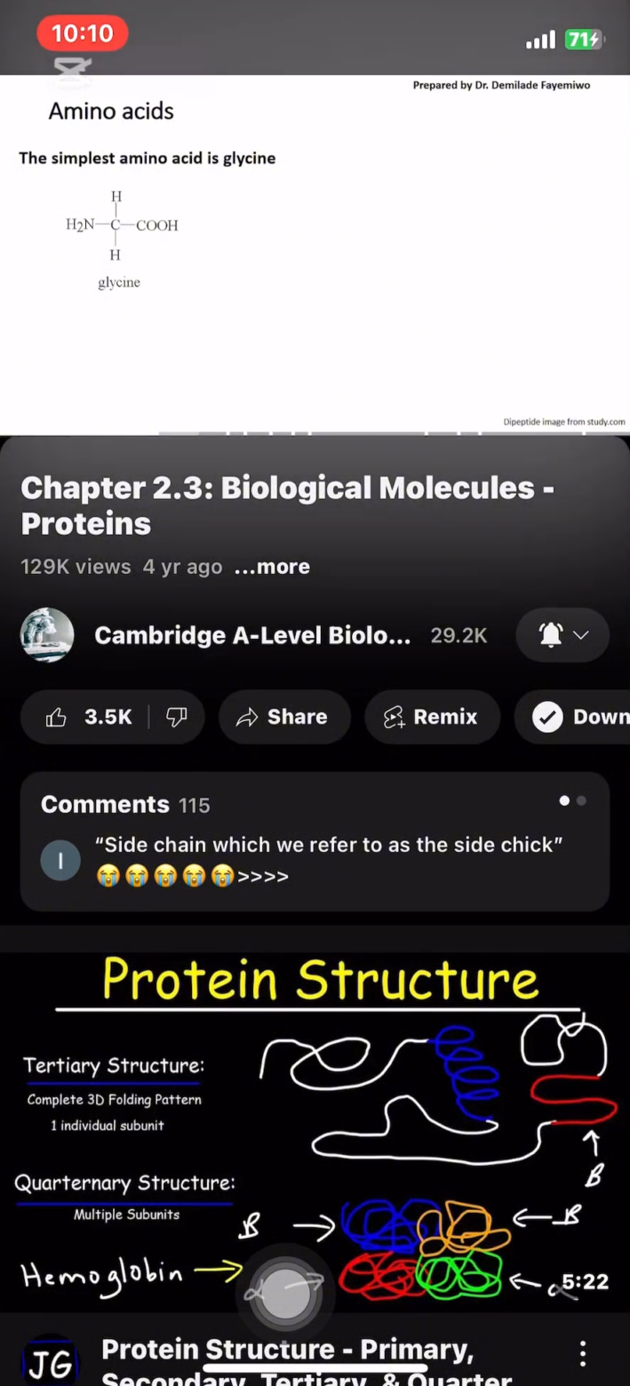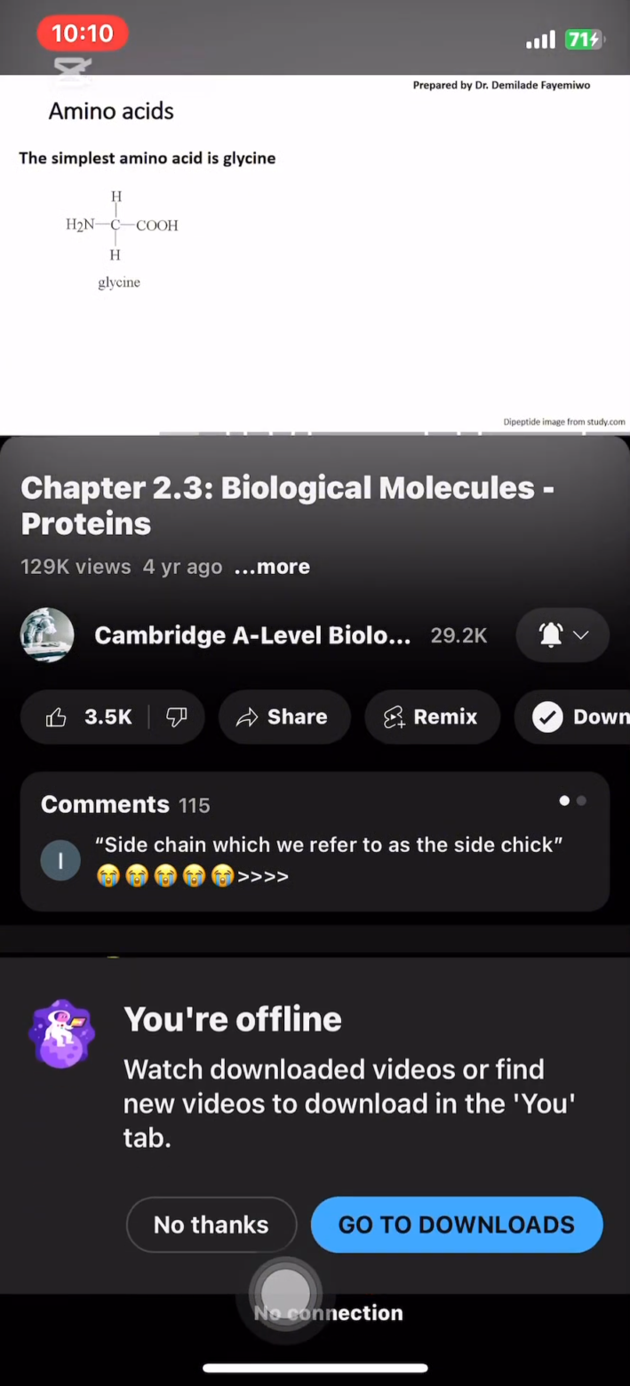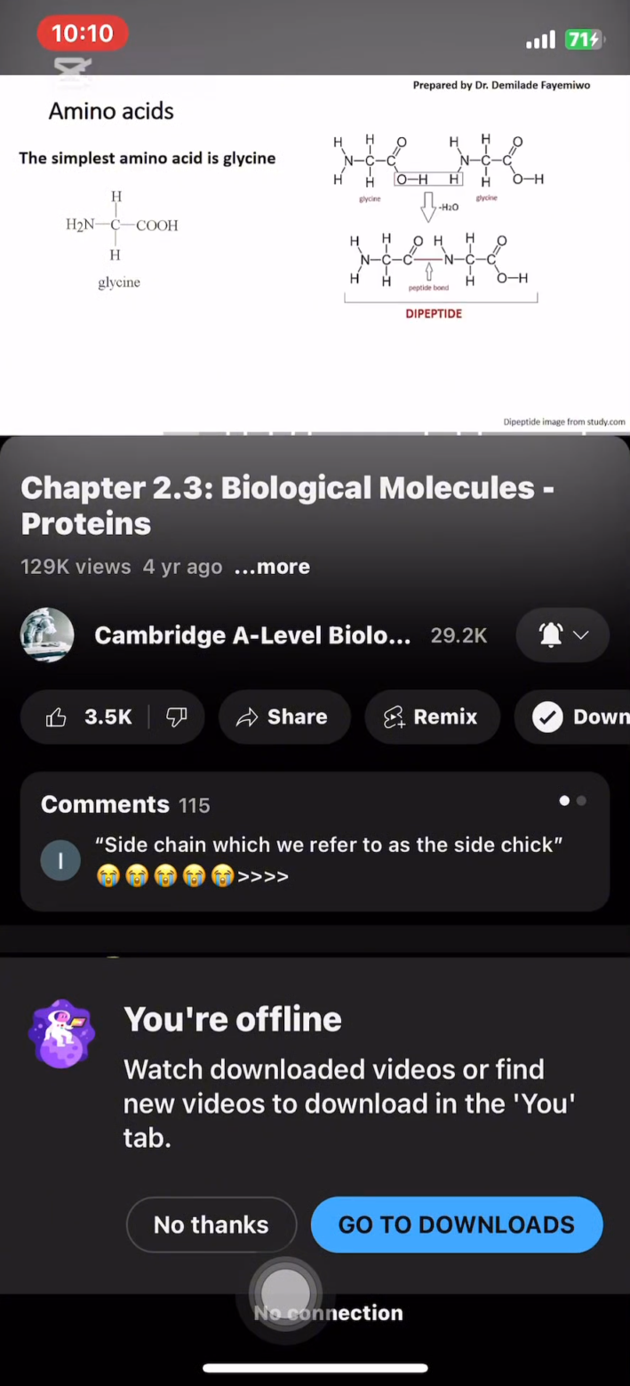But the interesting thing now is that we don't have amino acids simply standing on their own and claiming to be proteins. In order for us to form a protein, we need to join amino acids together. And that is where the formation of a peptide bond comes in. As you can see in this image, we have one glycine on the left and another glycine on the right.